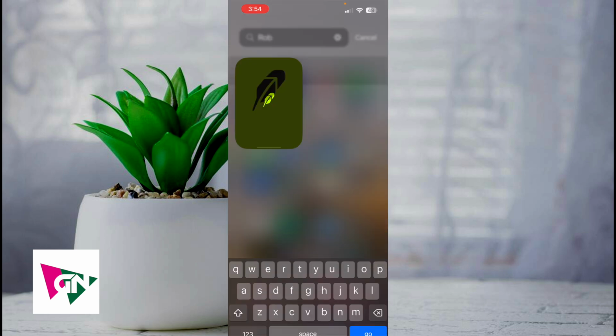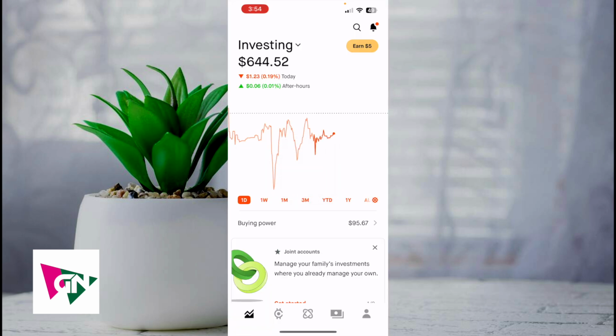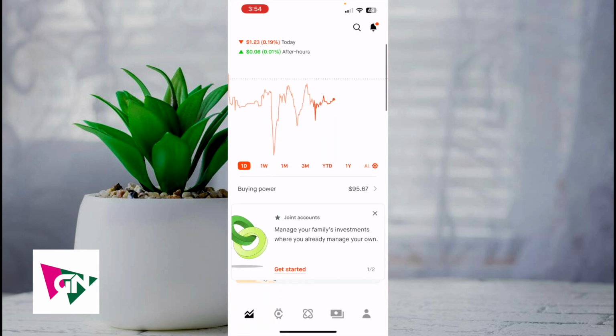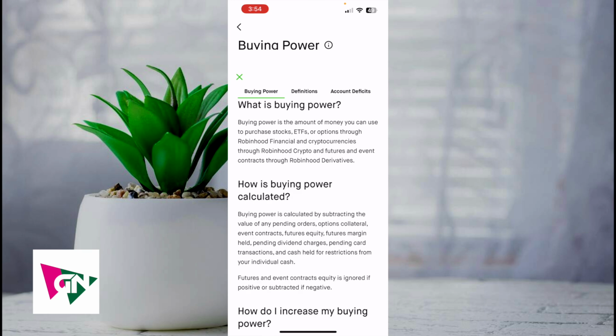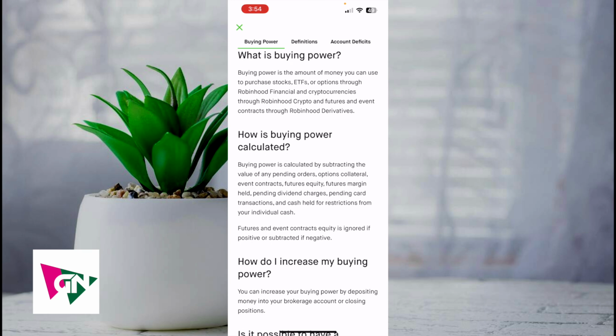So with Robinhood, let's go ahead and open up our app. This is what your homepage will look like on Robinhood. And for my screen, you'll see that I have a buying power of $95.67. But if we click on buying power, this is actually going to be the amount of money that you can use to purchase individual ETFs, stocks, or options.